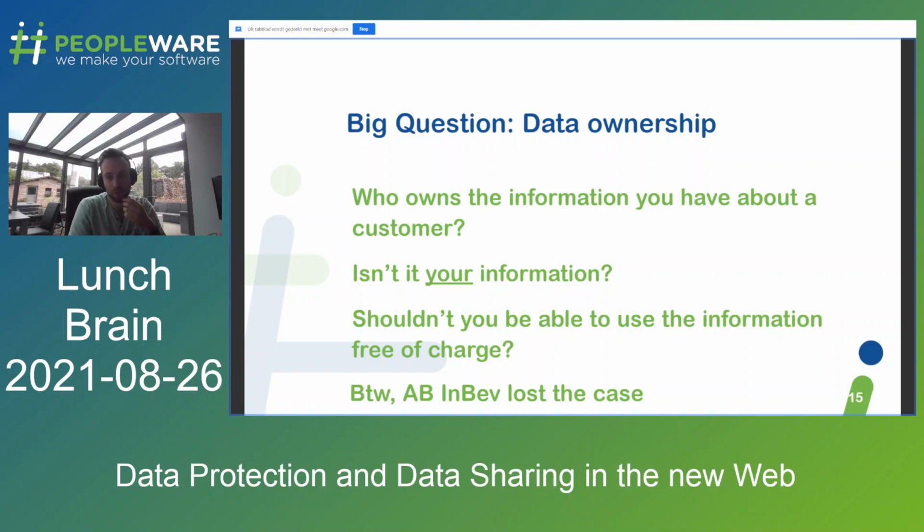By the way, AB InBev lost the case. I think they settled outside of court, so I couldn't find what they actually paid for it, but they lost the case, so they had to buy named users for everyone. Which to me doesn't make any sense because the information itself belongs to AB InBev.